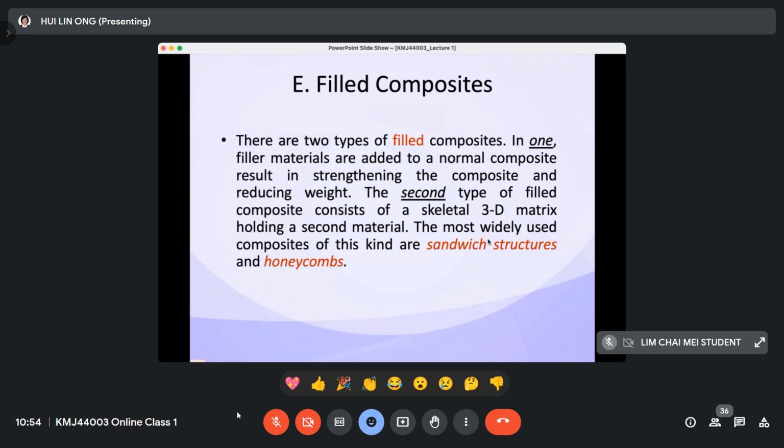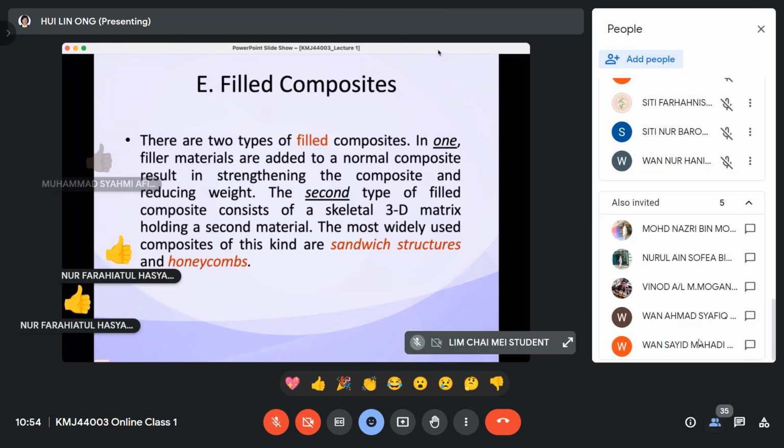Okay. So the most widely used composites of this kind are like the sandwich structure I mentioned, and honeycomb. This word honeycomb is not new. Honeycomb structure is not new. I think when I was an undergraduate student in year 2000, my professor had already mentioned this word. So this word has been with me for more than 20 years, more than 2 decades. So do you know honeycomb? Okay, who else please? Honeycomb. Okay, you know honeycomb, right?